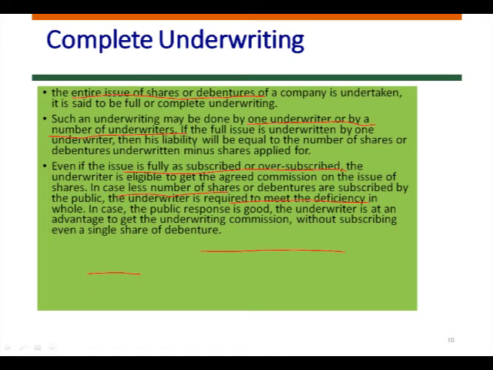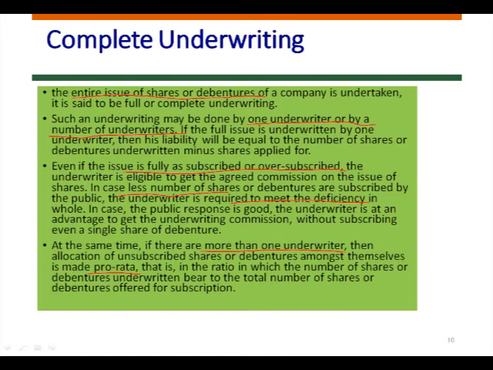Even if the issue is fully subscribed or oversubscribed, the underwriter is eligible to get the agreed commission on the issue of shares. In case fewer shares or debentures are subscribed by the public, the underwriter is required to meet the deficiency in whole. In case public response is good, the underwriter is at an advantage to get the underwriting commission without subscribing even a single share or debenture.